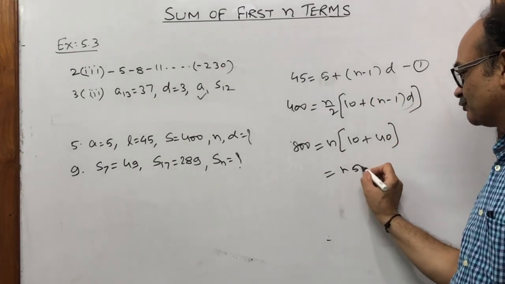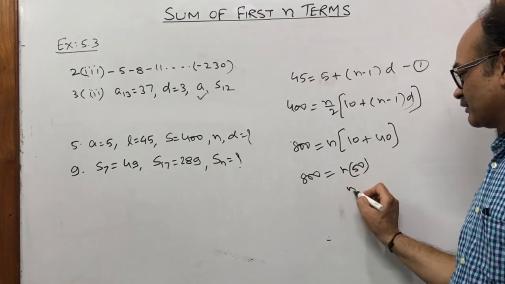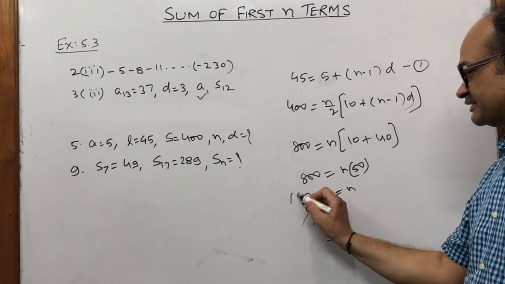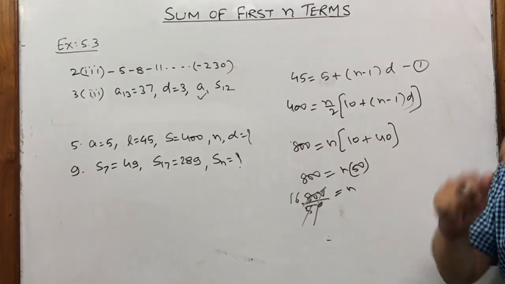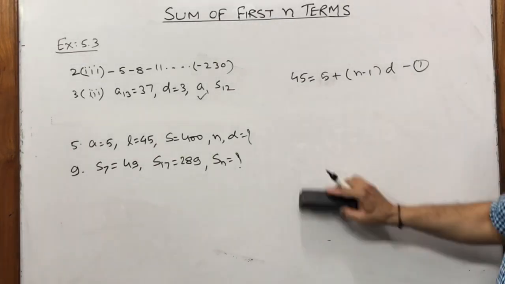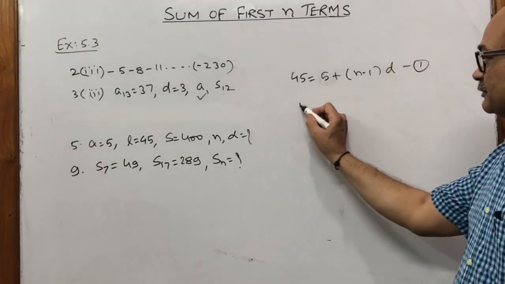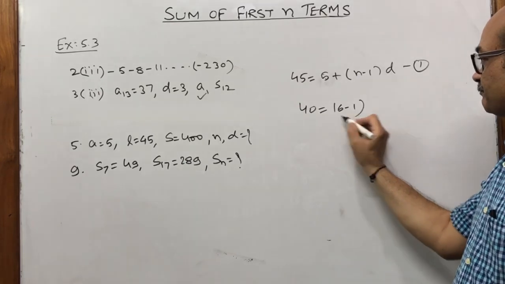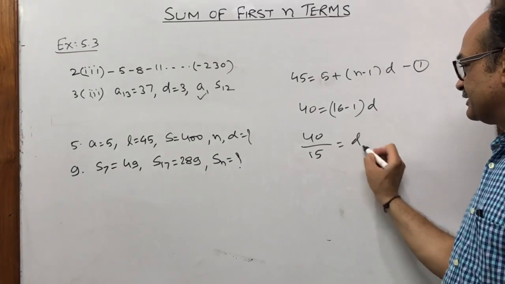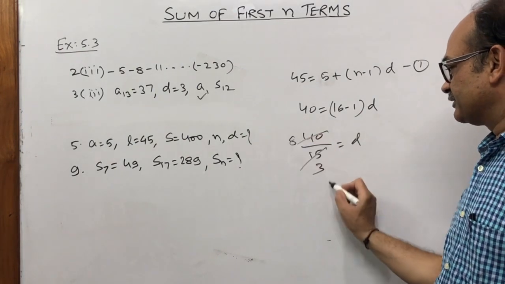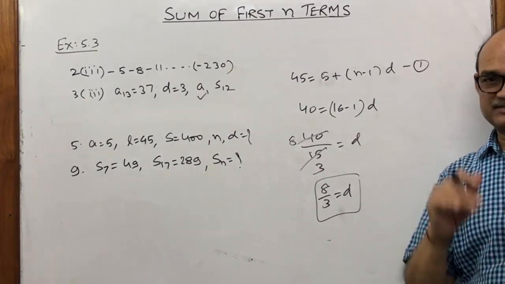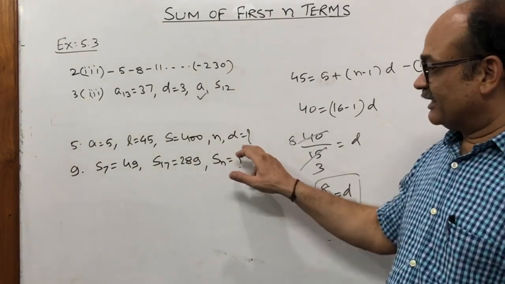So n into 50 equals 800. n equals 800 divided by 50, that is 16. When n is 16, you can calculate d easily. Substituting n equals 16 in equation number 1, 40 divided by 15 is d. That is 8 by 3 equals d. Very good question, because two terms are unknown, that is n and d.